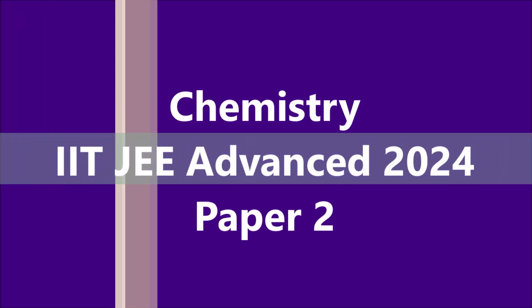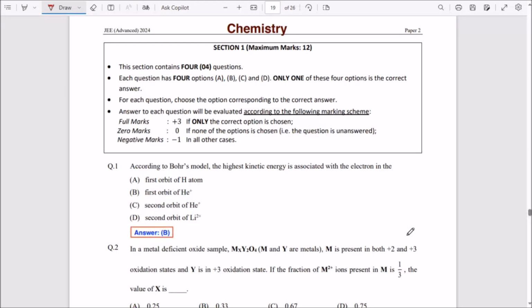Next, dear students, let us see chemistry questions of IIT Advanced 2024 paper 2. As I said, this chemistry paper consists of 4 sections and carries 60 marks. Let us see section 1.